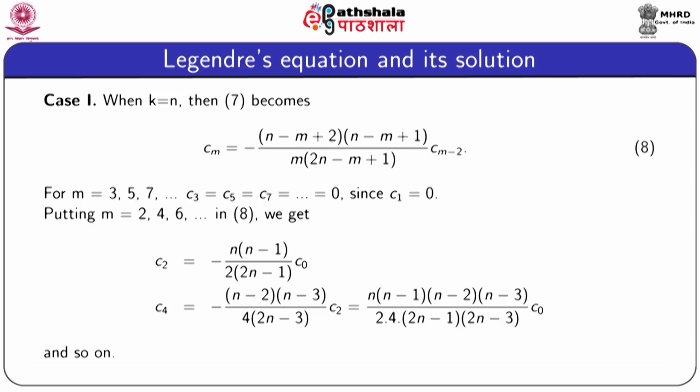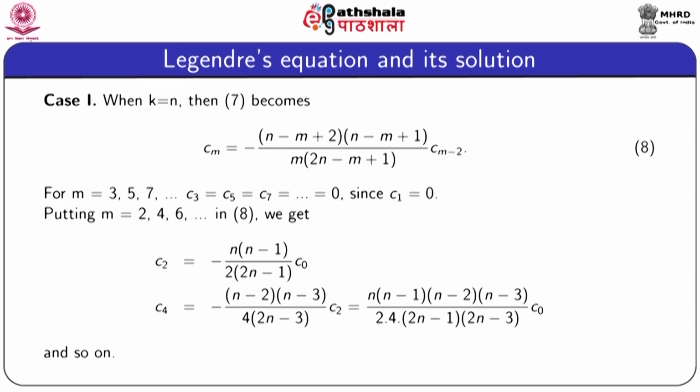We now look at what happens when you put the values of m to be even numbers, that is m equal to 2, 4, 6 in this particular expression. When I put m equal to 2, I get c 2 here, then n minus 2 plus 2, which gives you n, n minus 2 plus 1, which gives you n minus 1, divided by 2 times (2n minus 1), which happens when you put m equal to 2 here, and c m minus 2, so this becomes c 0. So, you get an expression of c 2 in terms of c 0.